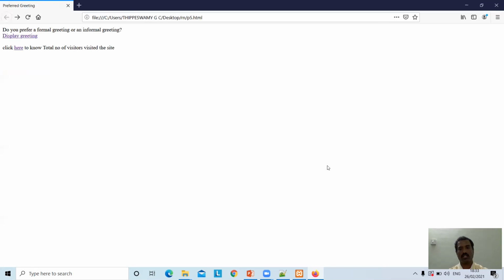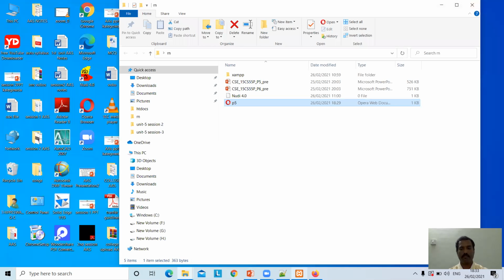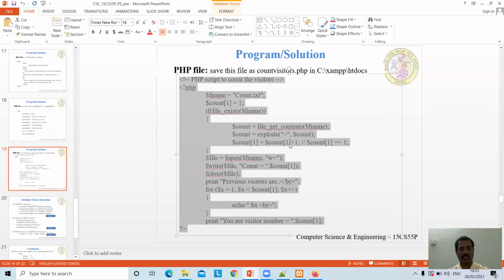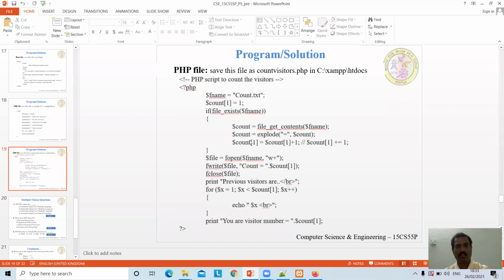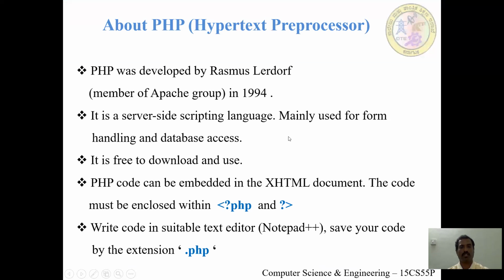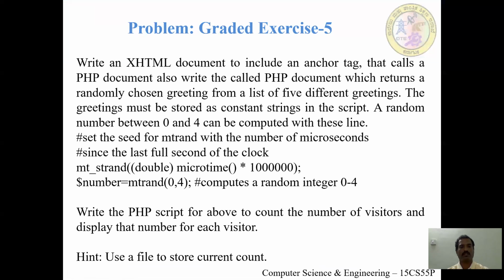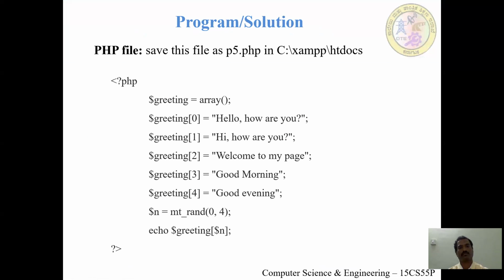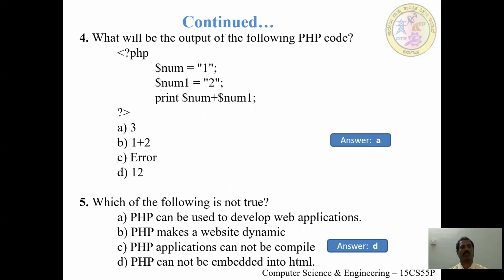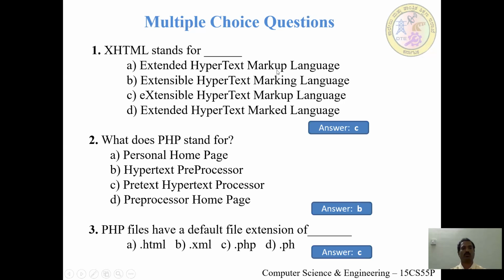Now let us go to understand the MCQs. So the MCQs are, let us start with the first multiple choice question. That is number 1. XHTML stands for, XHTML stands for what? XHTML stands for extensible hypertext markup language.